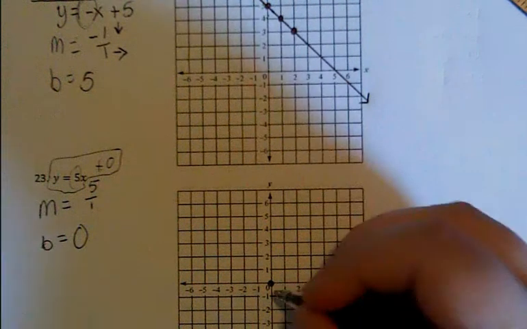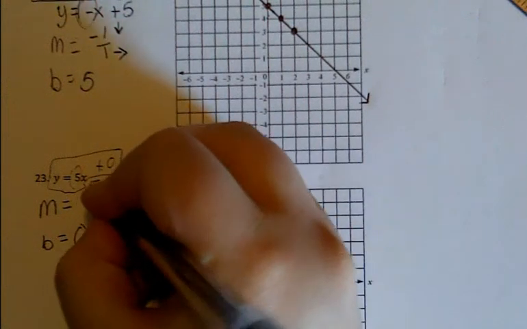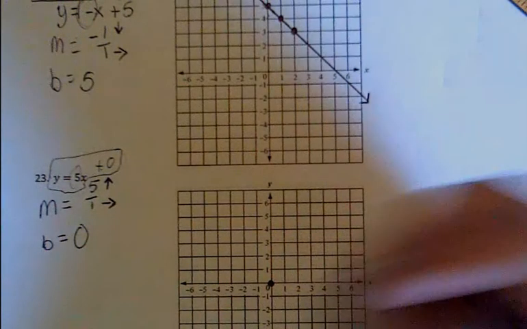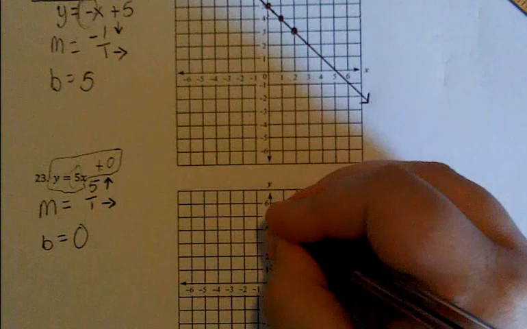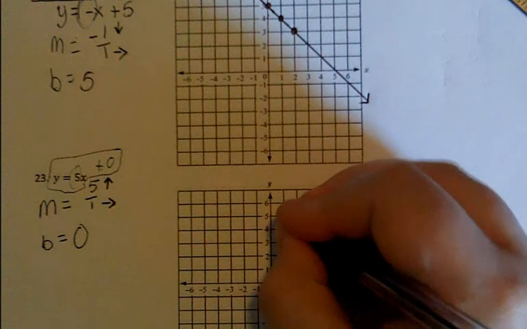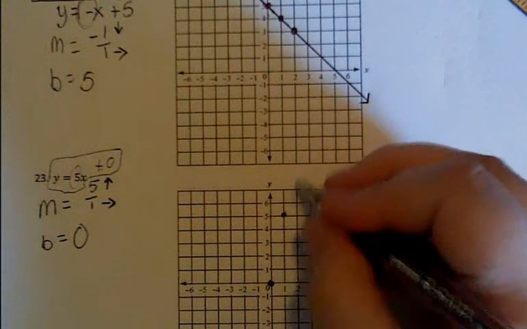So I'm going to rise in a positive direction, so that means up. I'm going to run in a positive direction, which means to the right. So I go up 5, and then to the right 1. But notice we have 2 dots, so we need a third, and we are now out of space.